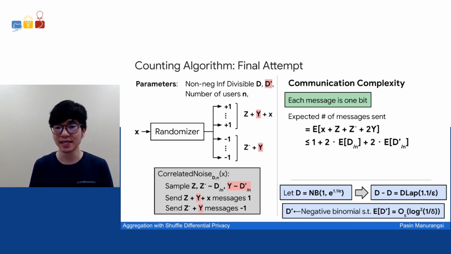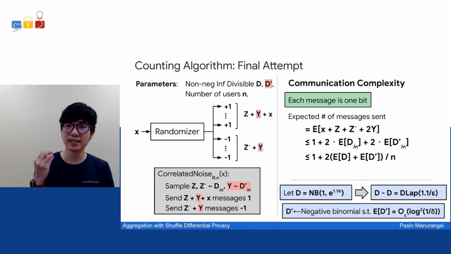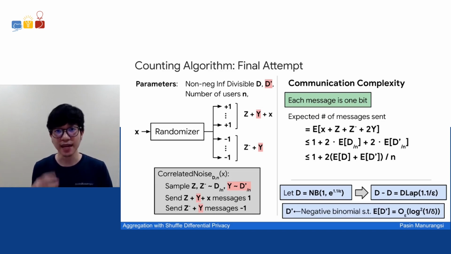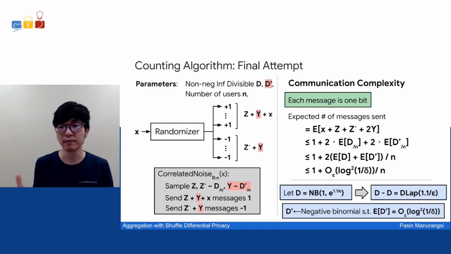Both c and z minus are drawn from the d divided by n distribution, and y is drawn from the d prime divided by n distribution. So the last 3 terms reduce to just 2 times the expectation of the d divided by n and d prime divided by n distributions. But the point here is that this is the noise that is already divided across n users. So their expectation is just the expectation of the combined noise d and d prime, the entire thing divided by n. And the expectation of d and the expectation of d prime are already pretty small.